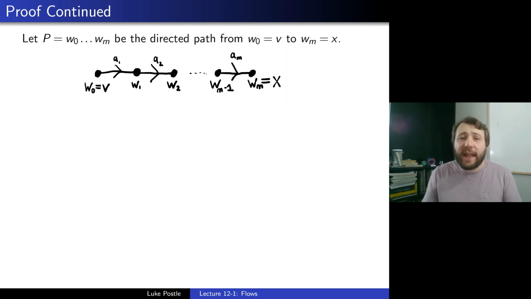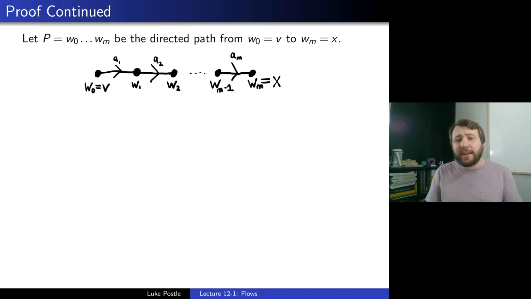And now that we've done that, we're almost done, because now we're going to apply our flipping trick. Let P equal W_0 through W_m be the directed path from W_0 equals v to W_m equals x. Here I've drawn a picture of that.